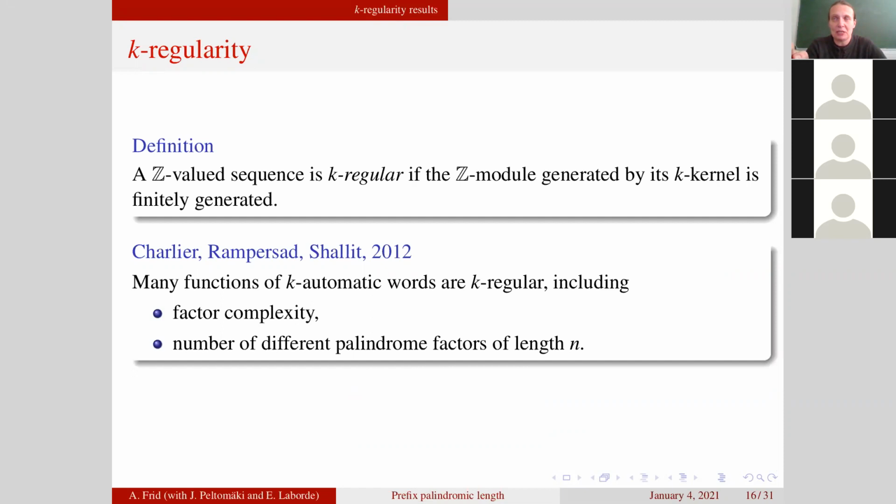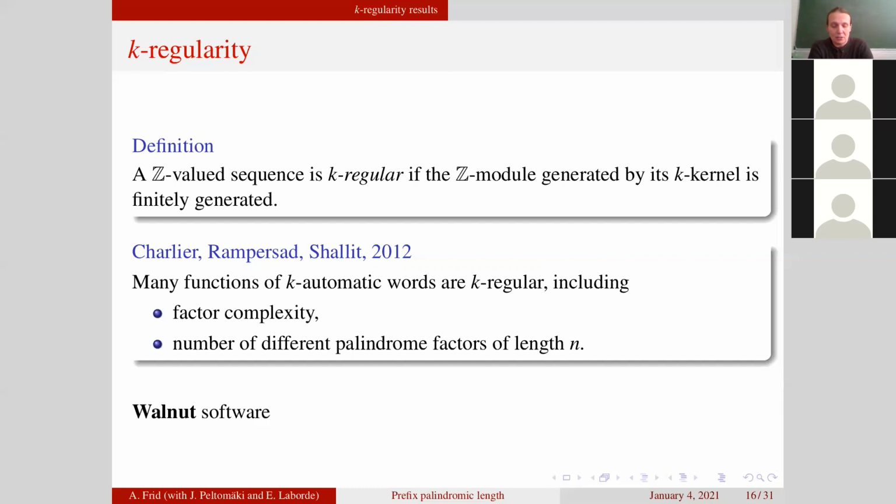What I need? First of all, I know that many nice functions of k-automatic words are k-regular. And why I say nice, it's because it means that Charlier, Rampersad, and Shallit, and many other people know how to compute them, and even to compute them automatically with the Walnut software. Basically, every question about many functions of k-automatic words became now more or less automatic. I mean, it can be solved by some standard tools, including some software. So for example, the complexity function, the number of different factors of length n, the number of different palindromes of length n, and so on.